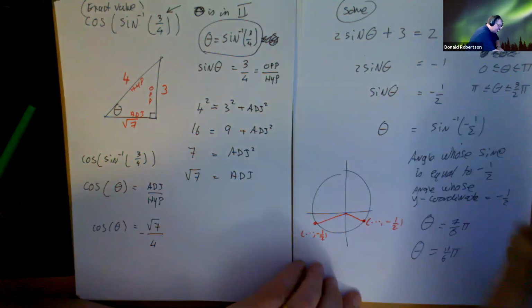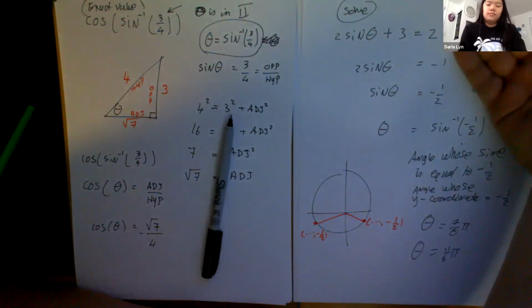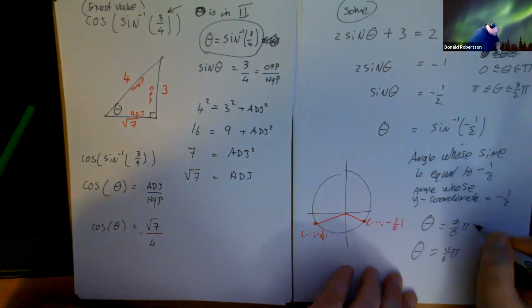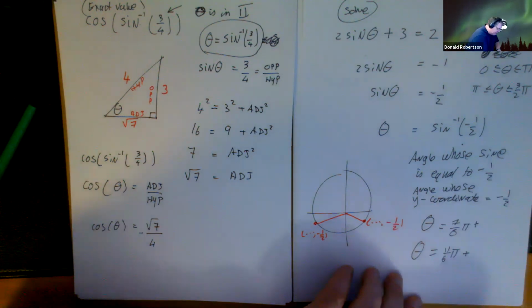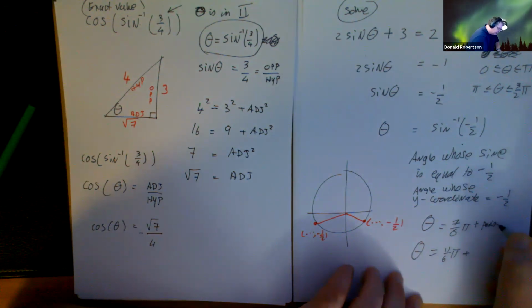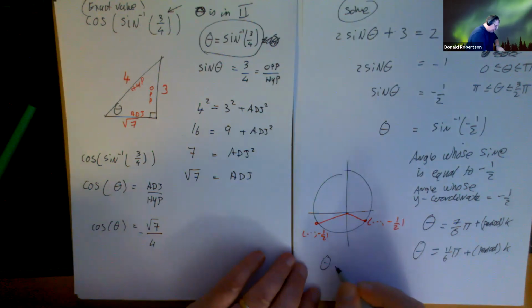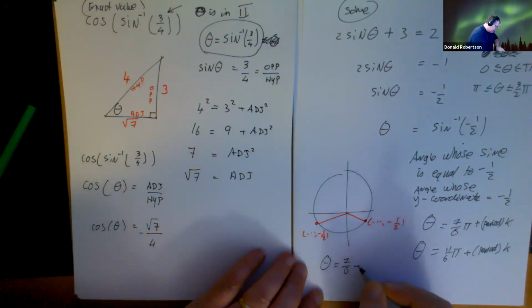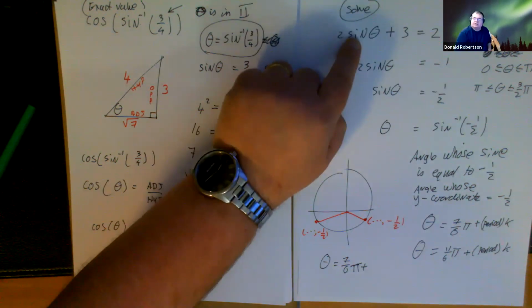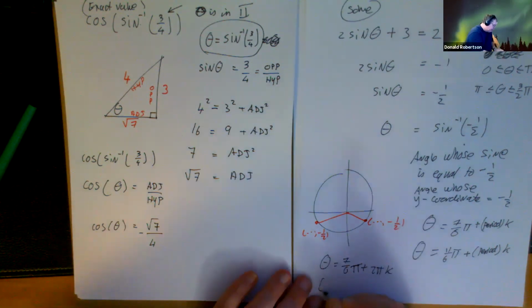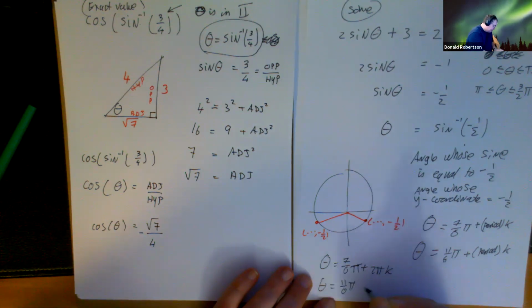Yes. But what happens if they have no restrictions? Well, theta is this angle, and it's this angle, and then you add the period, whatever the period is, k. So the first one is 7/6 pi plus, what's the period of sine theta? 2 pi. So 2 pi k, and the other one's going to be 11/6 pi plus 2 pi k.